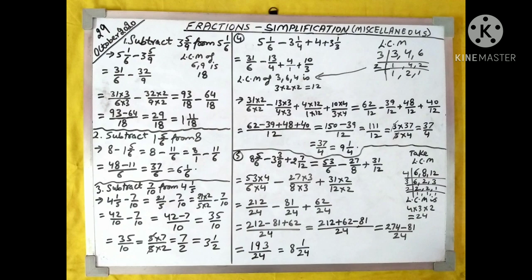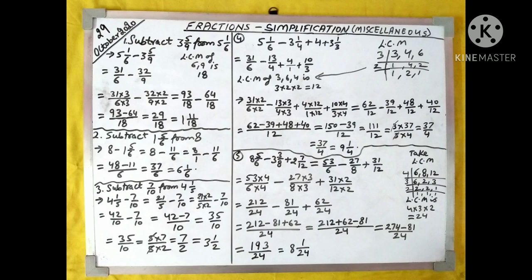The first question is subtract 3 5 by 9 from 5 1 by 6. So we write it as 5 1 by 6 minus 3 5 by 9. So we make it an improper fraction, 31 by 6 minus 32 by 9. If you take the LCM of 6 and 9, it comes out to be 18. So solving accordingly, we finally get the answer as 29 by 18, which is written as 1 11 by 18.